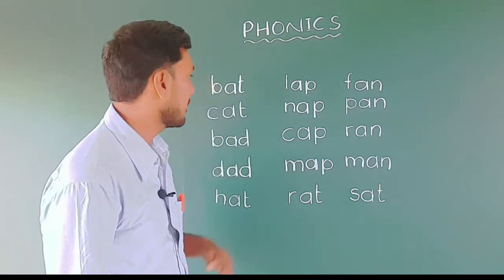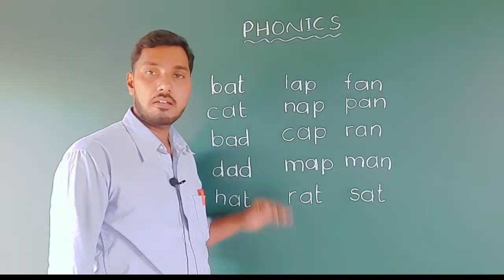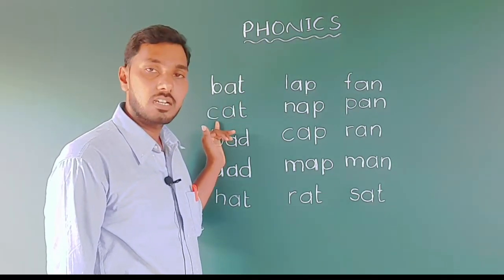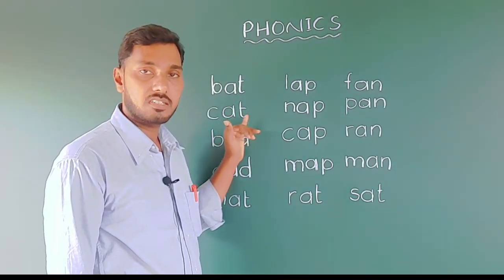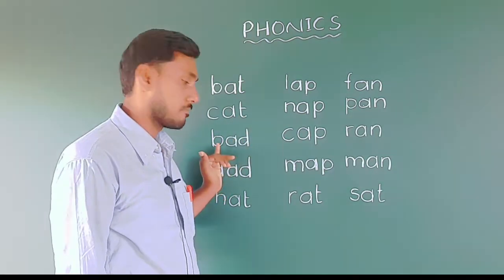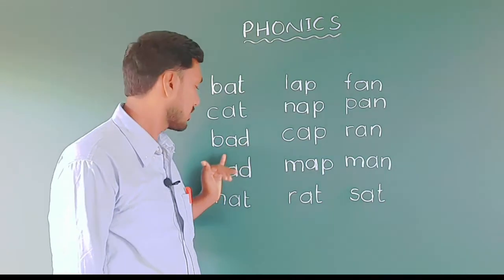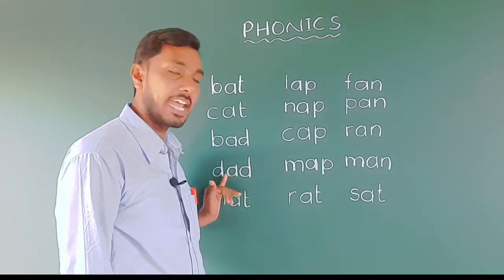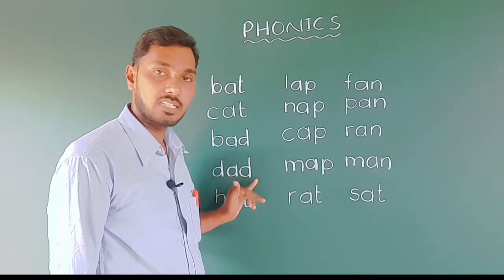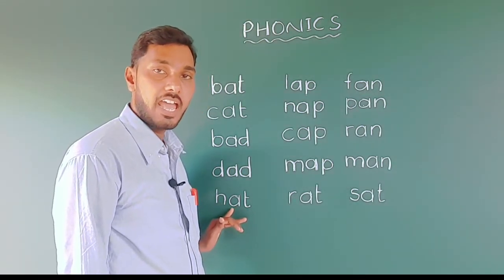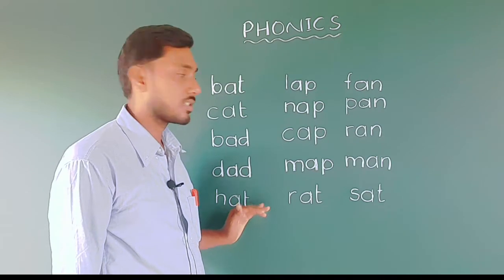So let us see once again. B, a, ba, t, bat. K, a, ka, t, cat. B, a, ba, d, bad. D, a, da, d, dad. H, a, ha, t, hat.